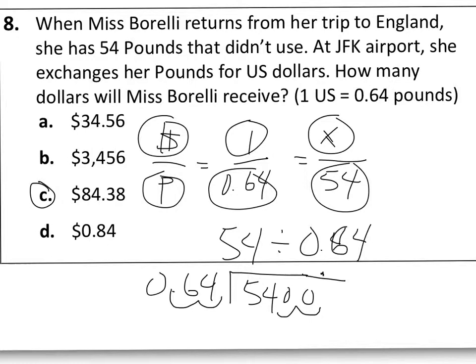If you think about this, it makes sense. If it only takes 0.64 pounds to get a US dollar, we know that the pound is more valuable than the US dollar. So if she has 54 pounds, she's going to get slightly more US dollars for her 54 pounds because the pounds are more valuable. All right, number 9.